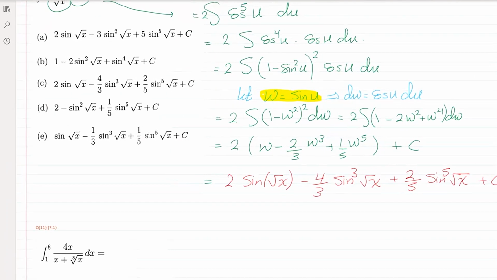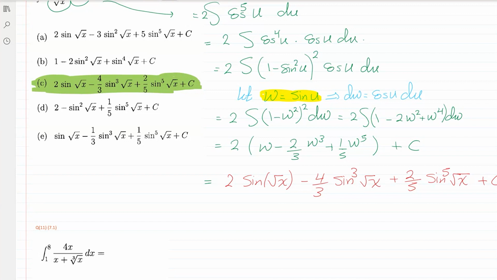So is it A, B, C, D, or E? I think it will be C. Yes, exactly. So the answer is C here. This is my answer. Is that clear, Shabab? Yes, clear. Yes, everything is clear.